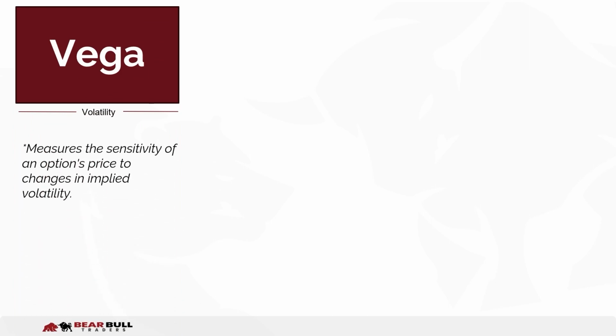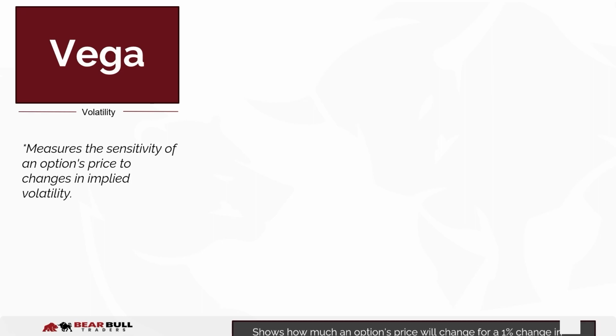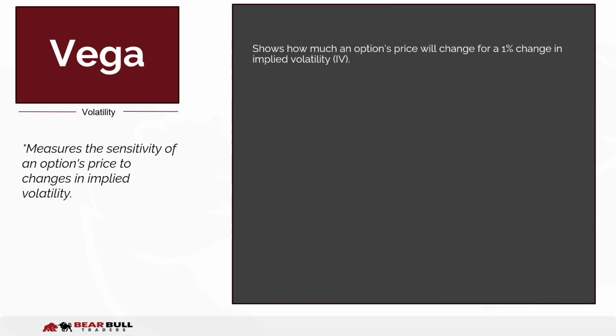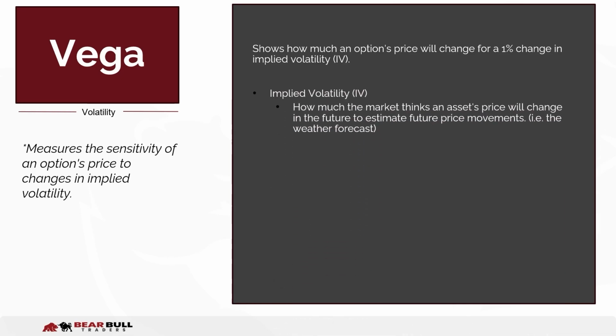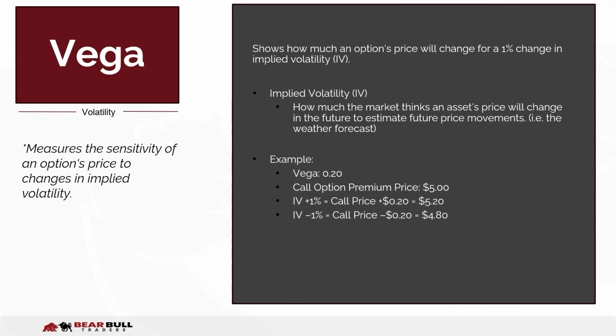Vega is our volatility Greek. Vega measures the sensitivity of an option's price to changes in implied volatility. It shows how much an option's price will change for a 1% change in IV. Implied volatility, or IV, is how much the market thinks an asset's price will change in the future. It's an estimation of future price movements. We can compare this to the weather forecast. Let's take a look at an example.